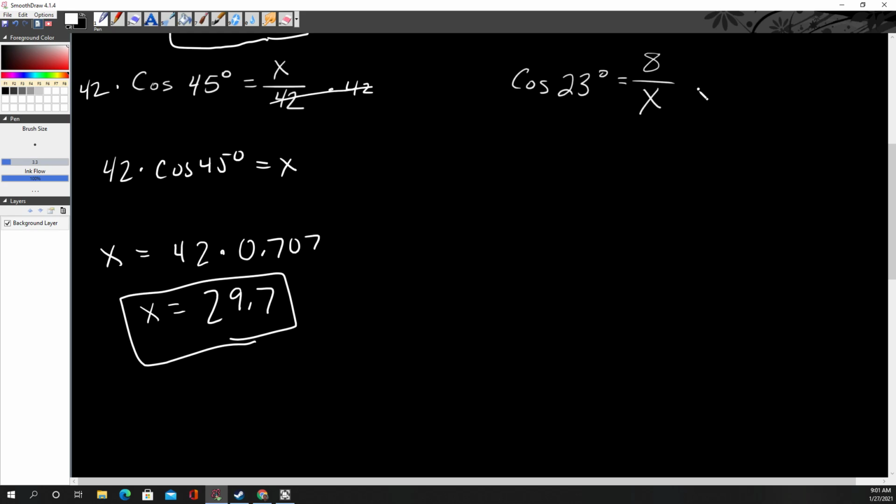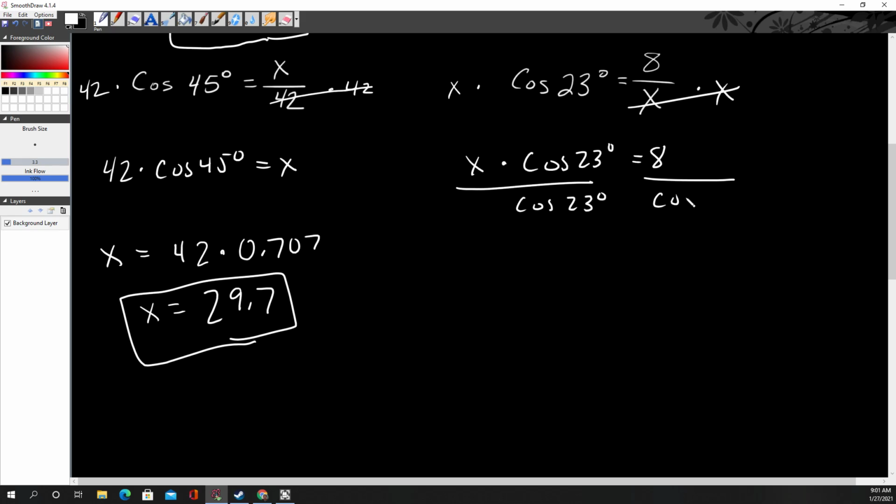This one is where we have to times the x first to get it in one nice line here. Times x on that side, and they'll cancel out, and we'll get 8 by itself. And we've got x times cosine of 23 degrees. Then we divide by cosine of 23 degrees, and then we have to do that to this side as well. Divide by cosine of 23 degrees, and they cancel out. And x is by itself now, equal to 8 divided by cosine of 23 degrees.